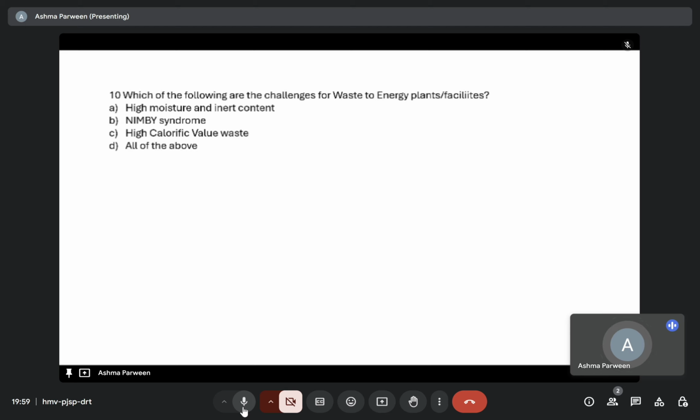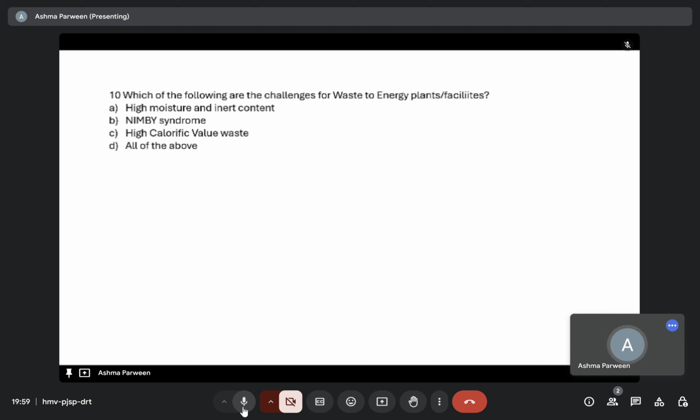So the challenges for waste to energy facilities are that if the waste has high moisture and inert content, then it will be very difficult to incinerate the waste, and because of very high moisture content, a lot of energy will be required to remove the moisture. And if there is inert content, then we know that inert content does not combust and does not give any energy, so the overall energy production will be very, very less. And NIMBY syndrome, that is not in my backyard, is something where people don't want waste management facilities near their localities. So NIMBY syndrome can be one of the challenges.